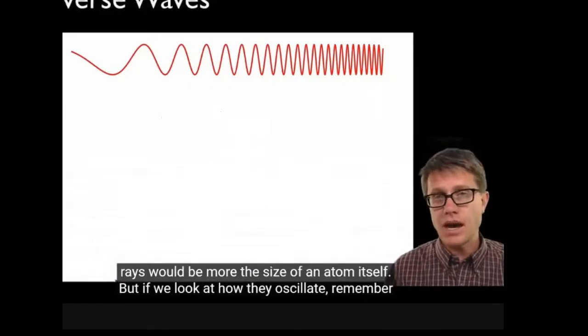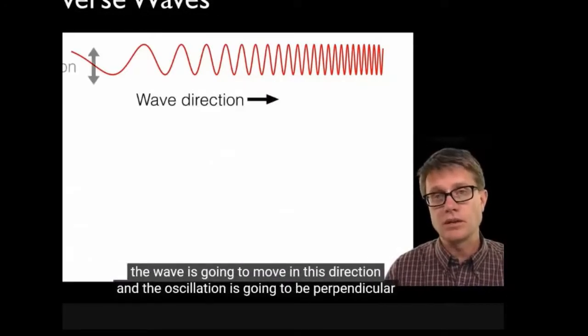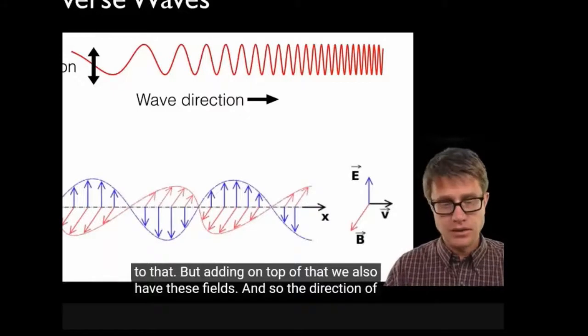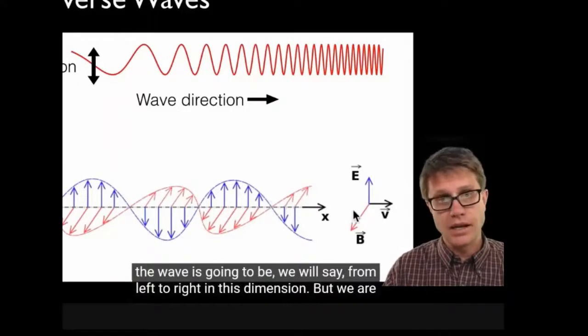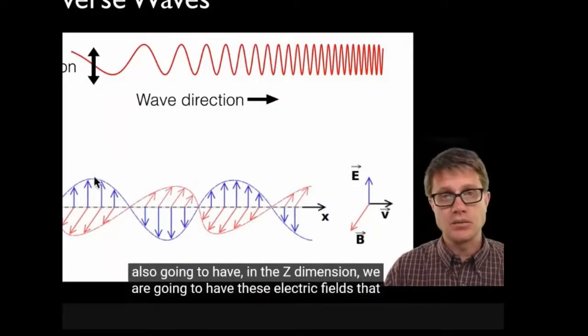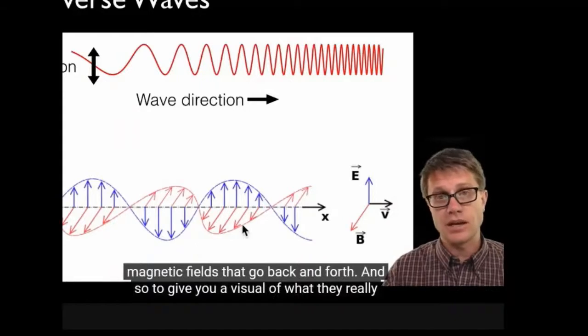If we look at how they oscillate, remember the wave is going to move in this direction and the oscillation is going to be perpendicular to that. But adding on top of that, we also have these fields. The direction of the wave is going to be, we'll say, from left to right in this dimension. But in the Z dimension, we're going to have these electric fields that oscillate back and forth. And then in the X, we're going to have magnetic fields that go back and forth.